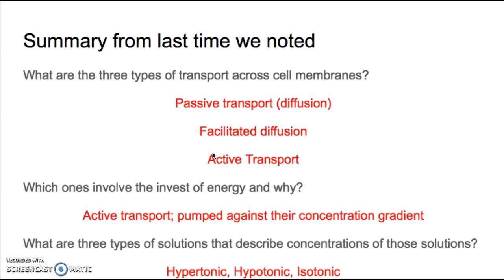And then what are three types of solutions that describe concentrations of those solutions? We've got hypertonic, in which we've got a lot of solute, hypotonic, in which there's less solute, and isotonic, in which there's a relatively equal amount of solute, in which there will be no net diffusion, or we could say it's reached dynamic equilibrium. Okay.